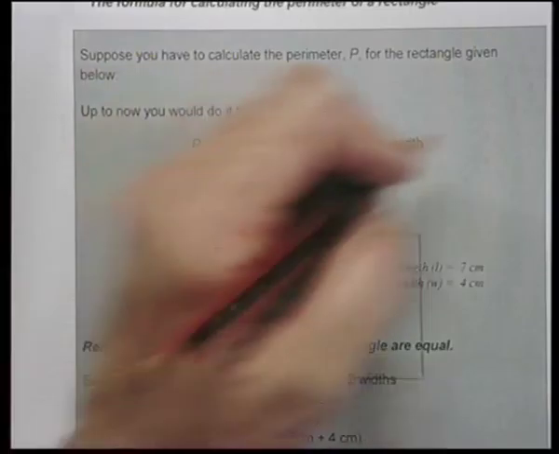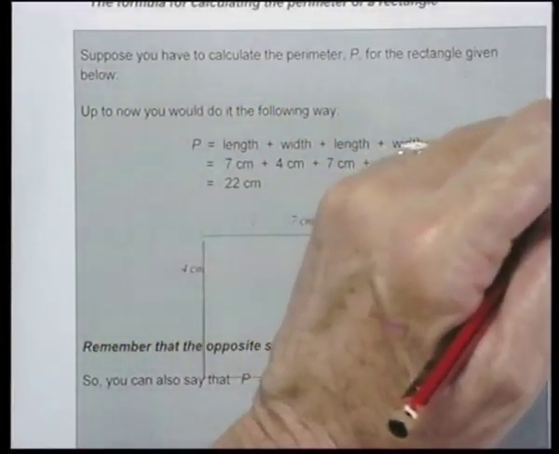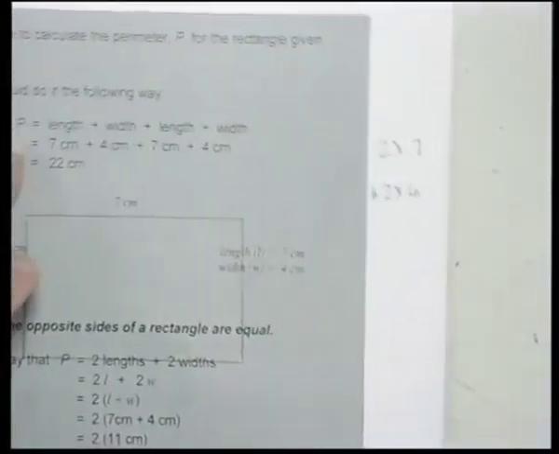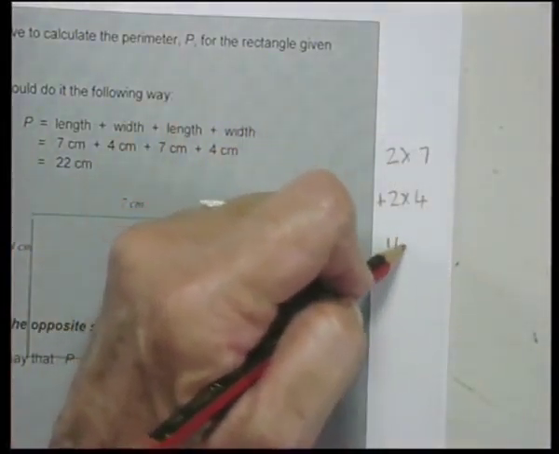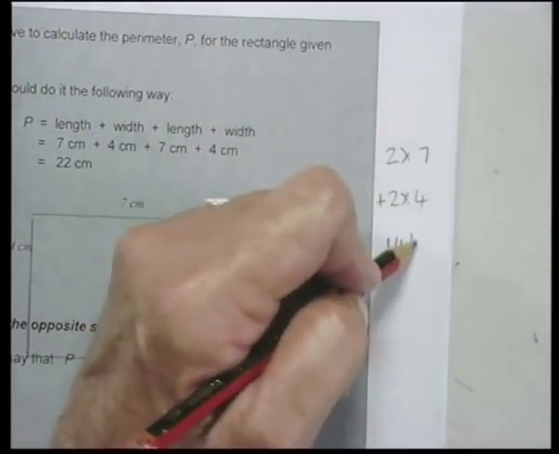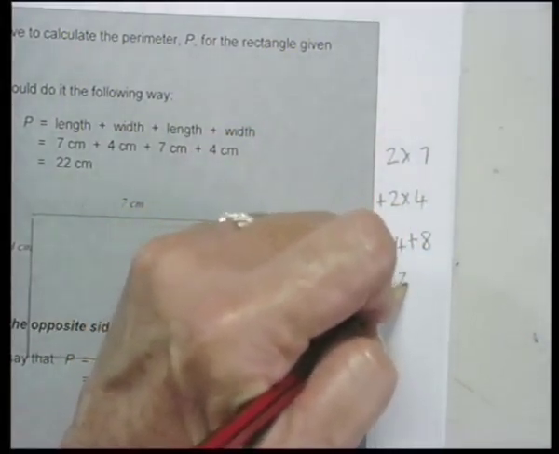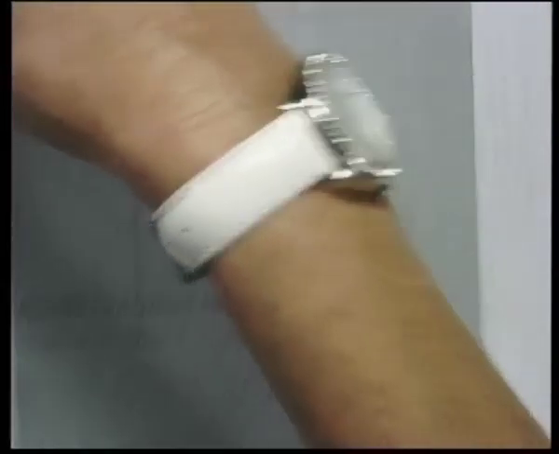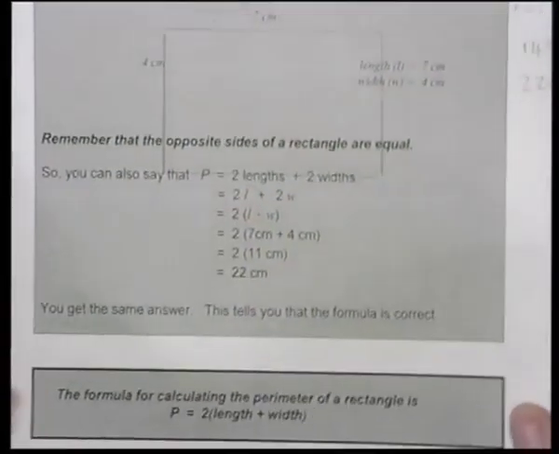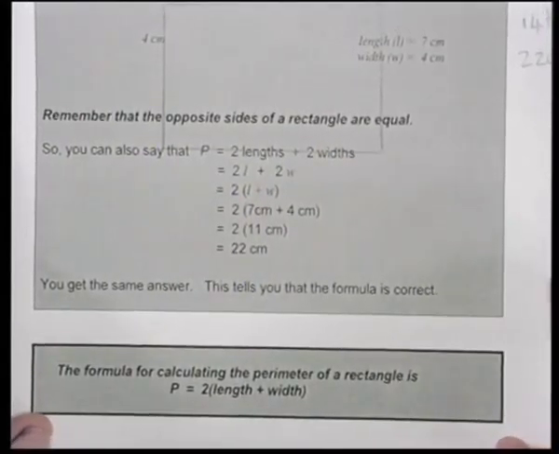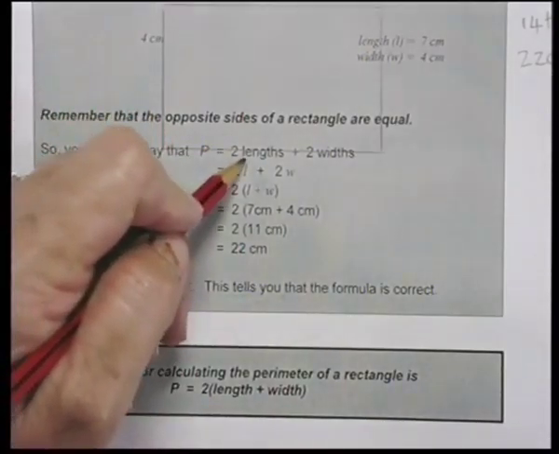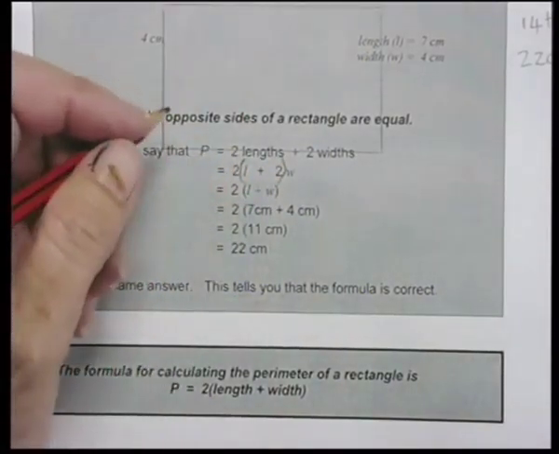And we can say it is 2 times 7 plus 2 times 4. And add it up. 2 times 7, 14. 2 times 4 is 8. 22 centimeters. Right. But first of all, always write down your formula, so that you can work according to your formula always. Otherwise, you think you know how to do it, and then you start doing it wrong because you did not write down your formula. So 2 times the length plus 2 times the width.